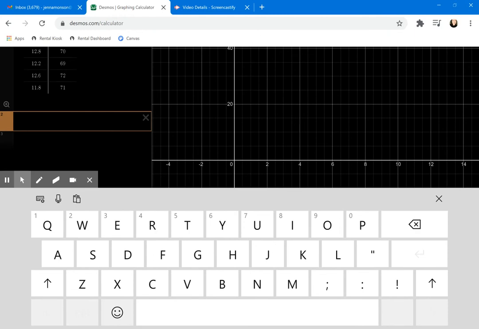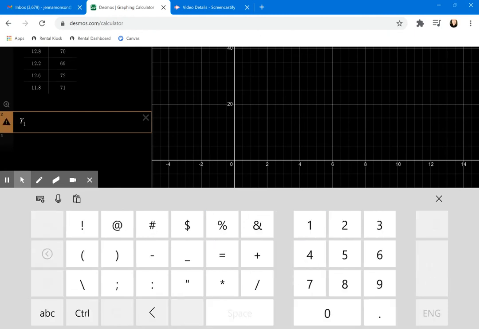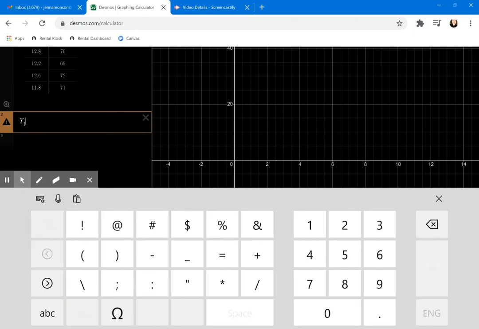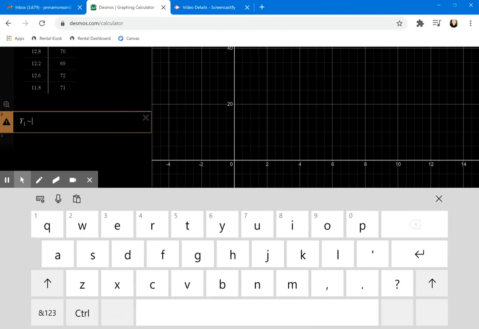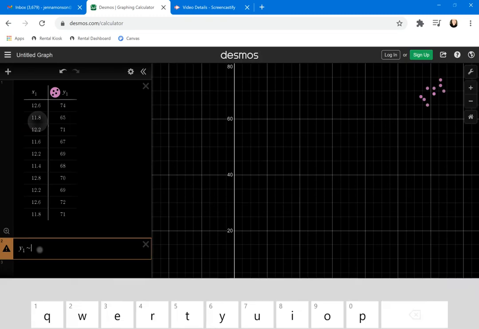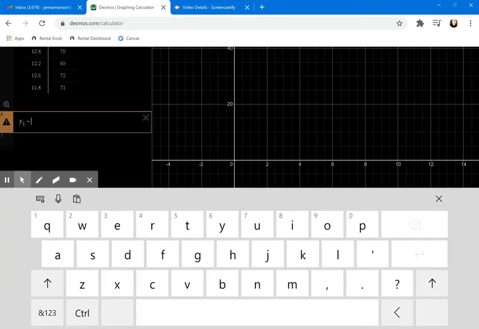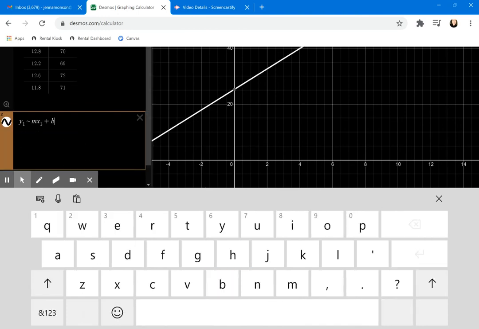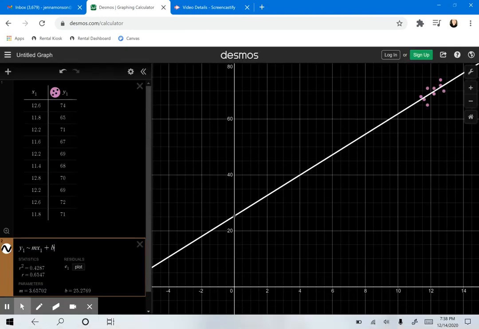Then when you're ready, type in on a new line the y1. Okay, let's see if I can remember how to do tilde. I should really just write this down. There it is. Y1. And make sure your y is not capital. Not capital Y. Regular old y. Y1 tilde mx1 plus b. Okay, you should get that box that pops up.